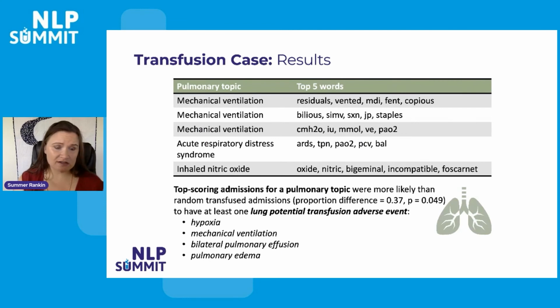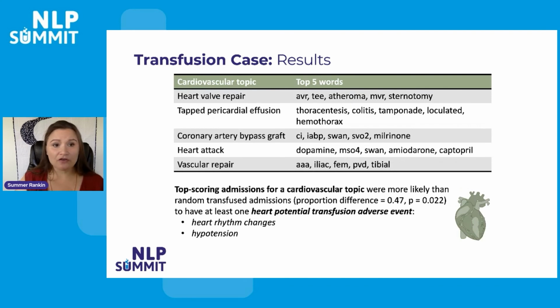So for the transfusion case, we ended up looking at a couple of different things. Several different pulmonary topics came out of our analysis, and we were detecting adverse events that were not attributed in the actual text. Same thing happening with the cardiovascular topic. What you see on the left is our subject matter experts assigning a name to that topic, but on the right are the top 5 words that are coming out of each of those topics. That's just a snippet of the results that we end up seeing.